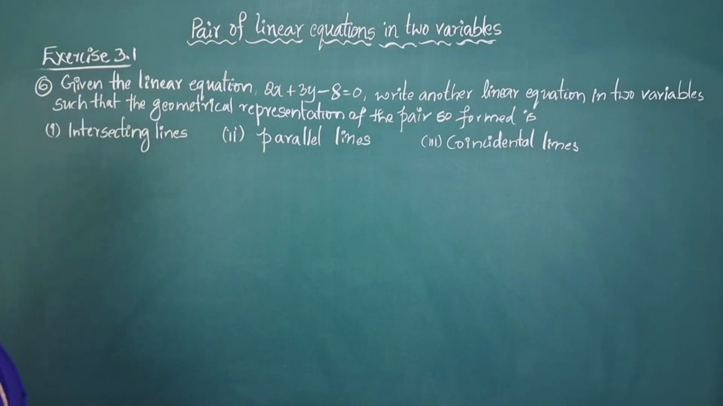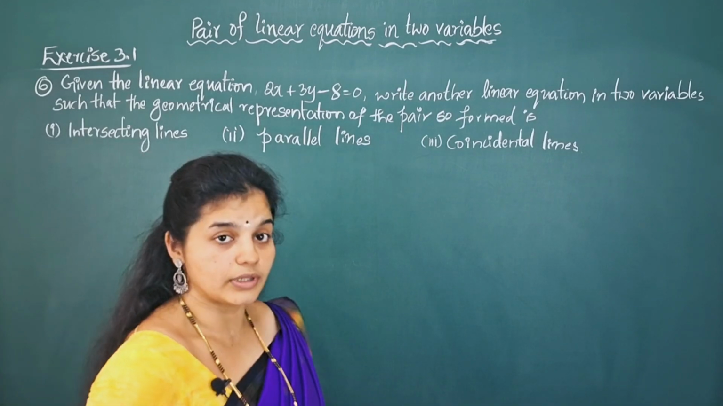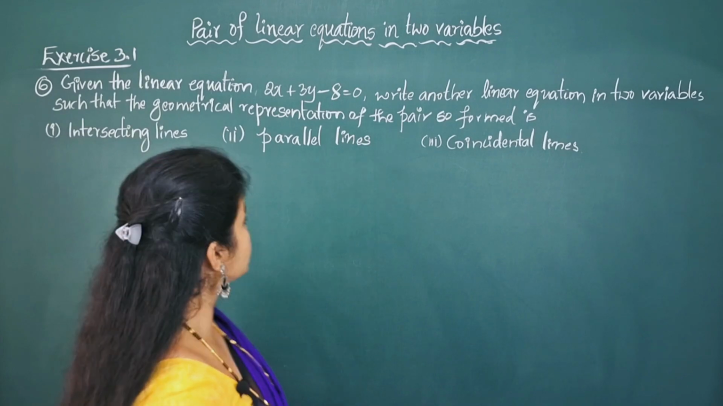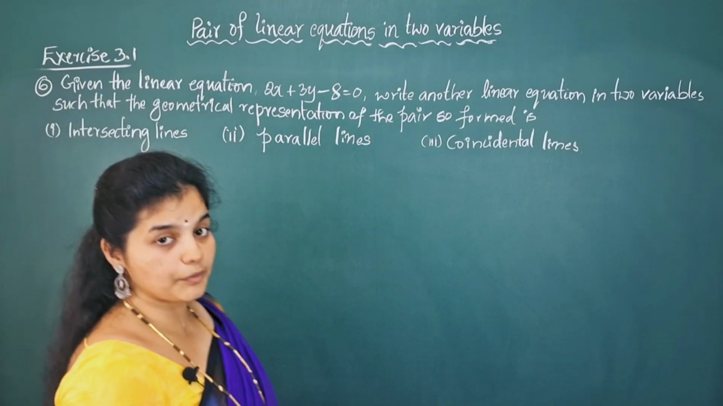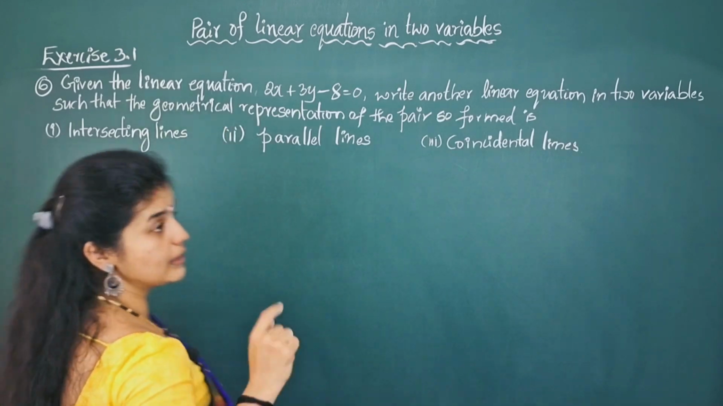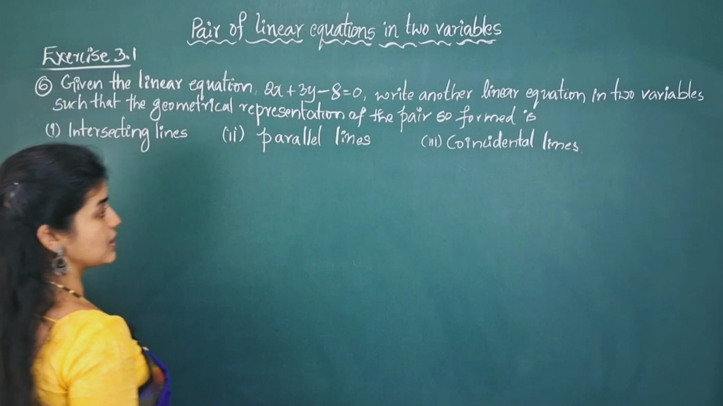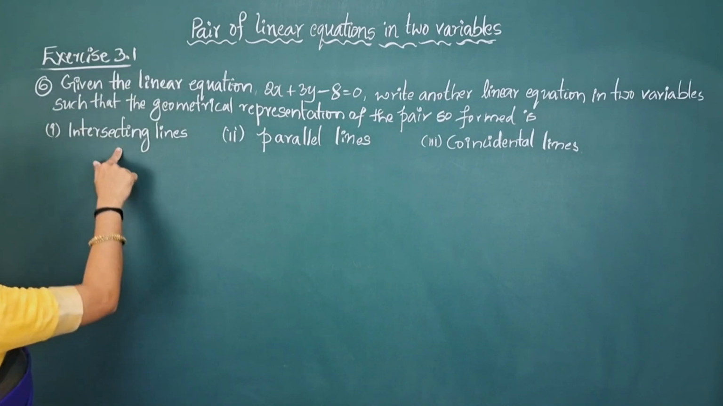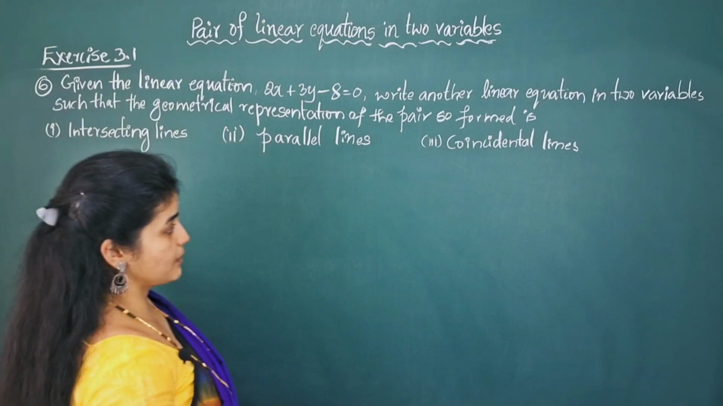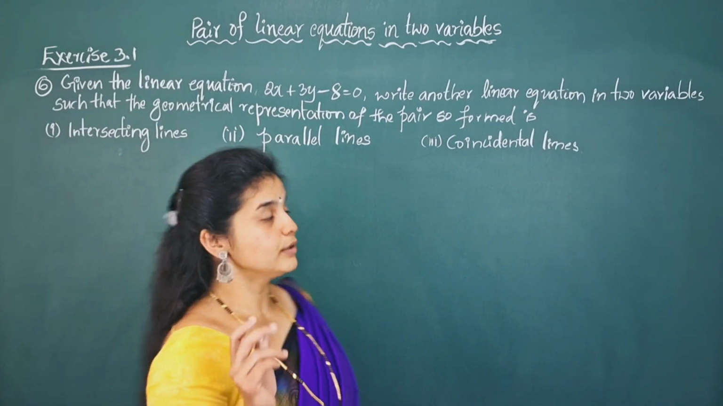So here in question number 6, they have given us a linear equation. We have to write another linear equation in two variables. They say that when you represent the two equations geometrically, the representation should be intersecting lines, parallel lines, and coincident lines. In this way you have to write another linear equation in two variables.